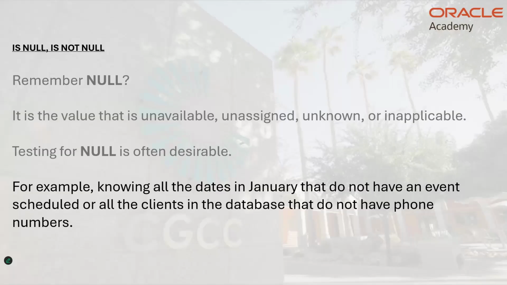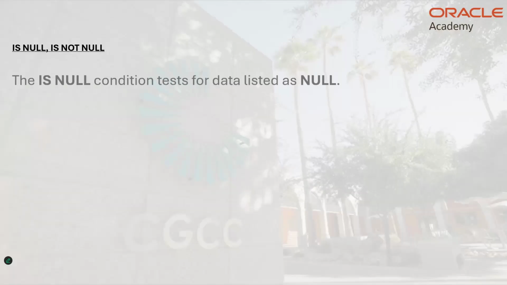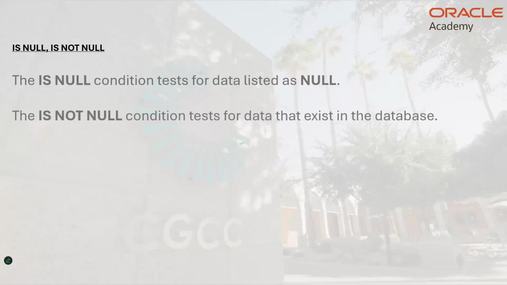For example, knowing all the dates in January that do not have an event scheduled, or all the clients in the database that do not have phone numbers or middle names, usually those are listed as null because your system will default them to null. So you can use a couple of functions to test for null, and yes, that's IS NULL and IS NOT NULL. The IS NULL condition tests for data listed as null, and IS NOT NULL, obviously the opposite, tests for data that exists in the database.